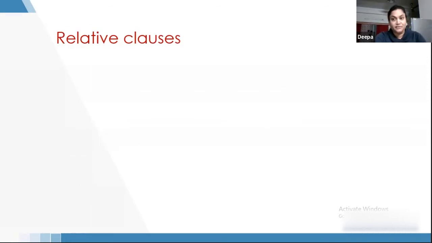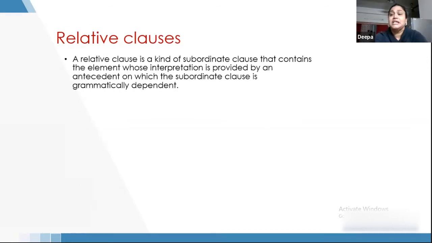Okay, what are relative clauses? A relative clause is a kind of subordinate clause that contains the element whose interpretation is provided by an antecedent on which the subordinate clause is grammatically dependent. Did I use a lot of grammatical stuff or more complex stuff? No, I'll let you know. See, whenever we are going to, let's take an example first to understand it better. That will make our understanding clear.